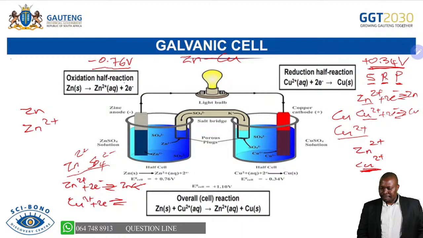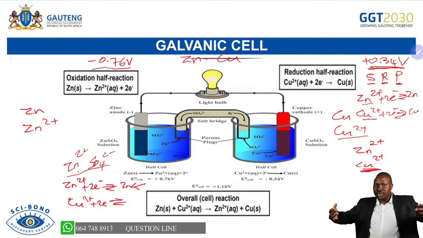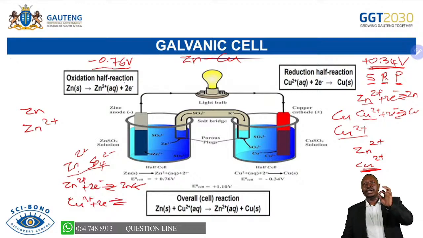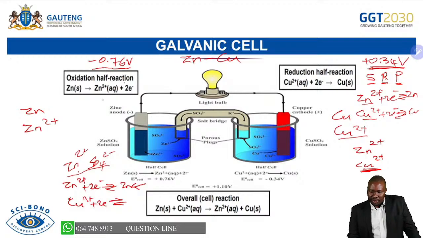It must be reversed. But the one that has a higher standard reduction potential, you write it as is. Remember, as you write in your books, you write only one arrow because you are saying it's no longer a redox now. You are writing oxidation, loss of electrons: zinc will lose electrons because it has a lower standard reduction potential. And copper 2 plus will gain electrons because it has a higher standard reduction potential. I hope you got that.